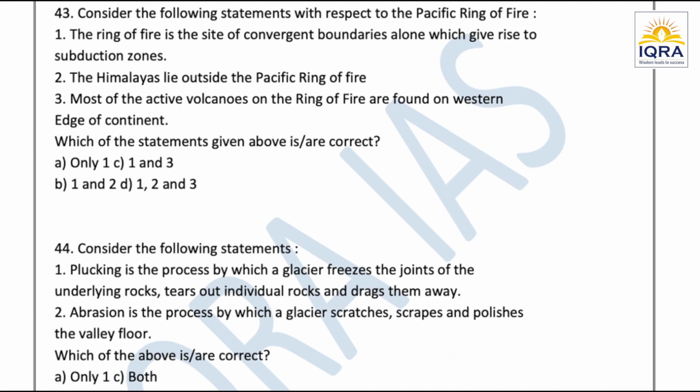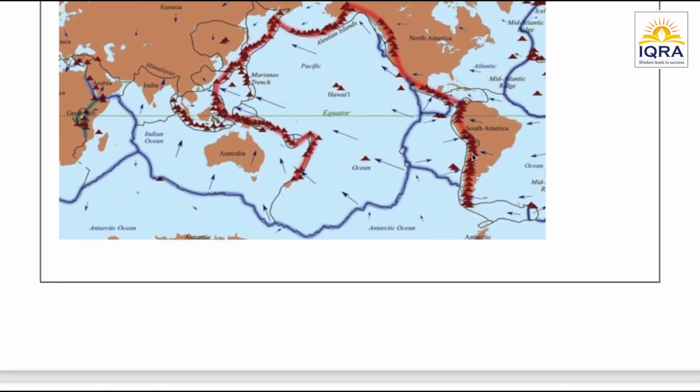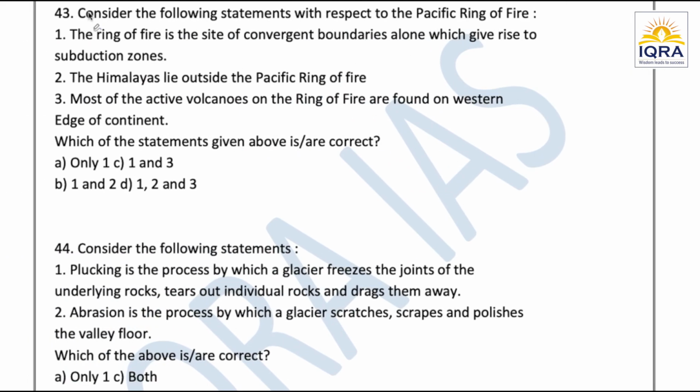Question number 43. Consider the following statements with respect to the Pacific Ring of Fire. To address this question, I would like to take you to a figure of this. So this is the Pacific Ring of Fire. It is an arc around the Pacific Ocean, as you can see, where many volcanoes and earthquakes are formed. About three quarters of the world's dormant and active volcanoes are here. All right. Coming back to our question.